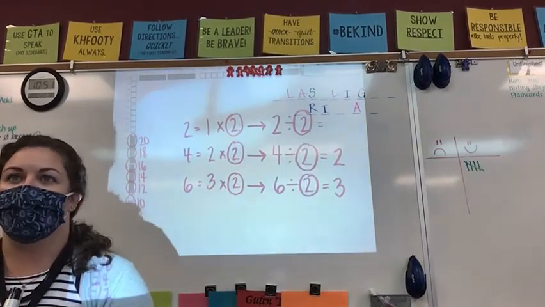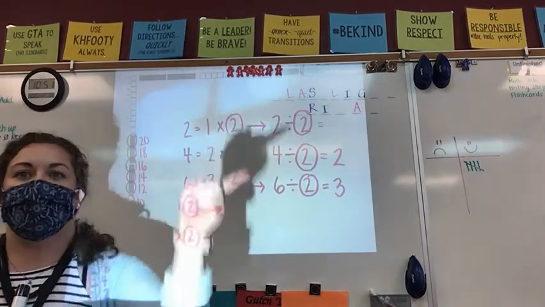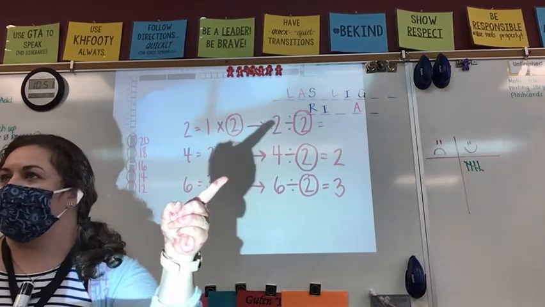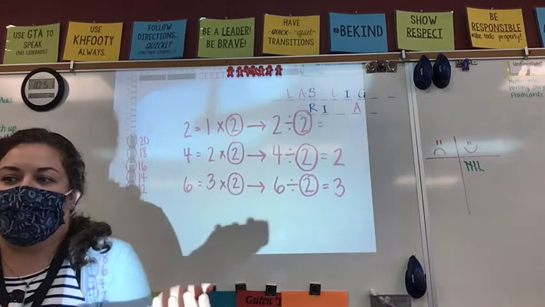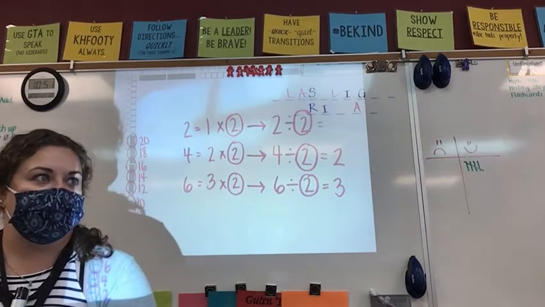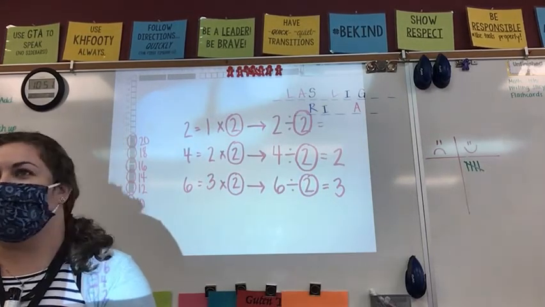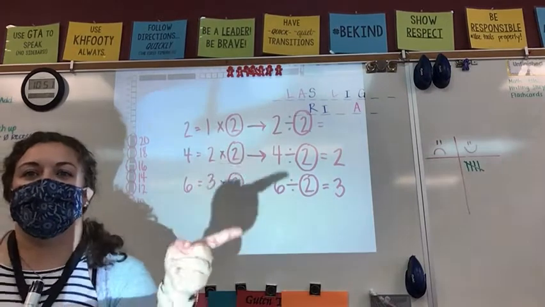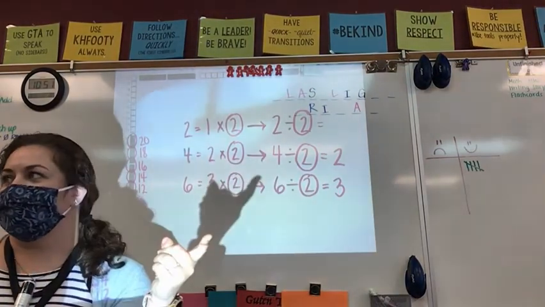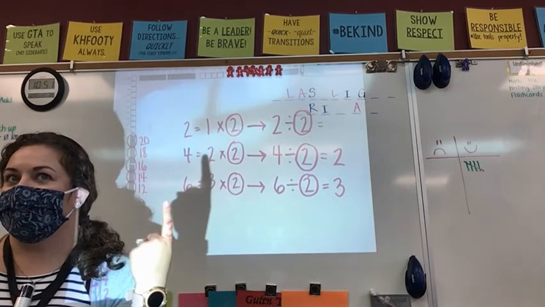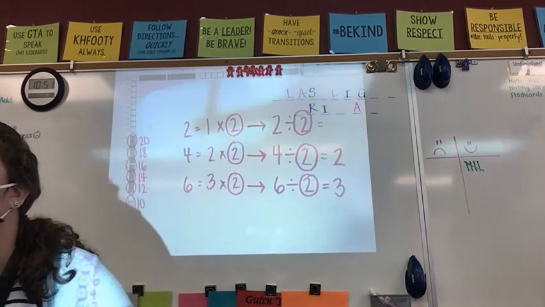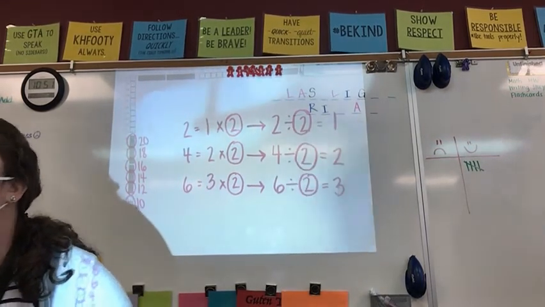Because if I count by 2s to get up to 2, go ahead and count by 2s with me. Ready? 2. We only had to get to 2. How many count bys did it take? 1. So 2 divided by 2 is 1. We're going to do one more practice problem.